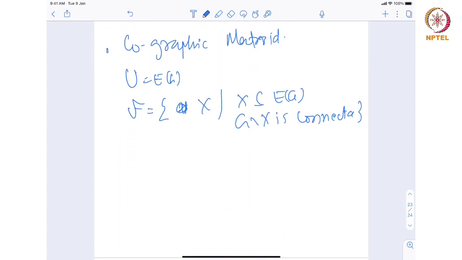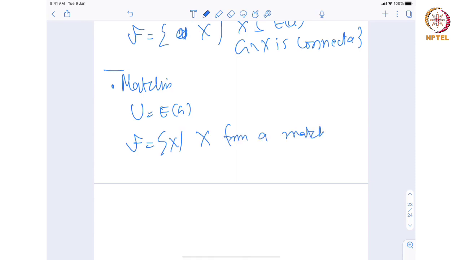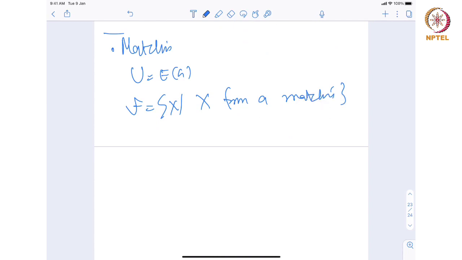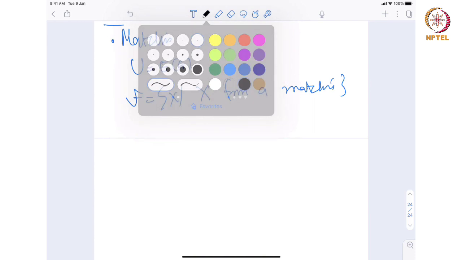What about matchings? My universe is again the edge set and my family is all X such that X forms a matching. You can show that if something forms a matching, then all its subsets also form a matching. But you can show that this is not a matroid, because look at this example.